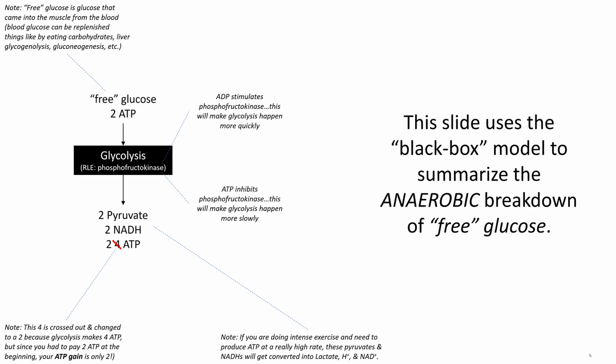molecules of ATP. You'll see that I have a number 4 in front of ATP, and that number 4 is crossed out. The reason that I did that is because technically the process of glycolysis makes 4 molecules of ATP, so your total ATP count is 4, but you had to pay 2 molecules of ATP in order to get this process started, so you really only gained 2 completely new molecules of ATP.